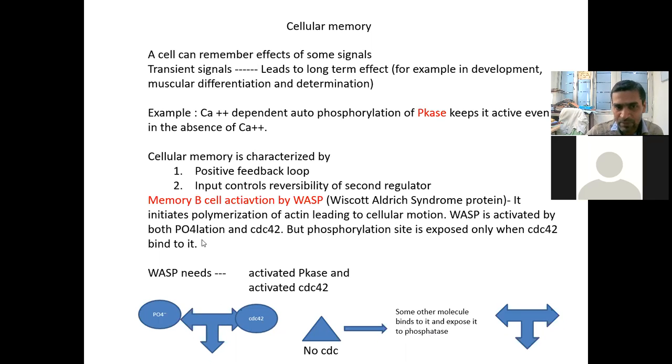So this is an example of memory. If there is no CDC42 in there, that means input control-mediated regulation of the second regulator. What is the second regulator here? Phosphatase. So regulation of phosphatase is dependent upon the control mediated by the input, and the input here is CDC42. Wherever this type of regulation is there, you will find that cellular memory is operating.